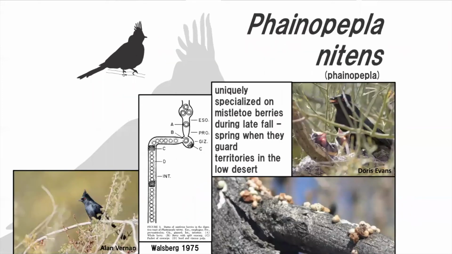Desert mistletoe relies on this uniquely specialized seed disperser, the Phainopepla. Phainopepla reciprocally rely on mistletoe berries for their diet between late fall and spring, and they actually guard territories of mistletoe in the low desert during that time. And they have these gut adaptations that make them particularly effective desert mistletoe dispersers. Unlike many of the other consumers of desert mistletoe, their crop is very unlikely to destroy the seeds during digestion.